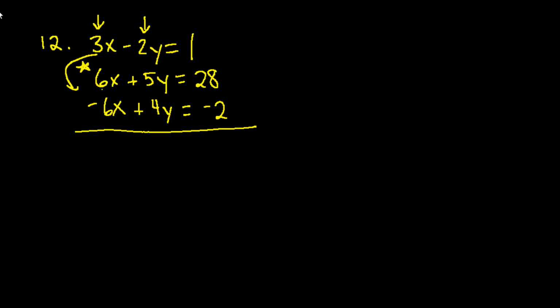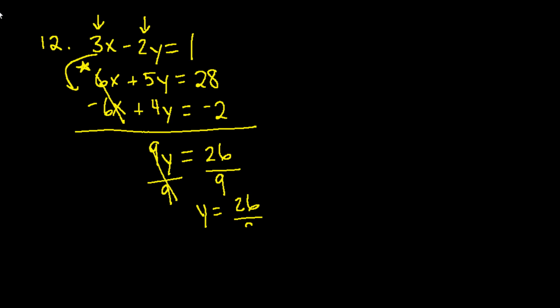So when I add these together, x's drop out, I can add these down and get 9y equals 28 minus 2, which is 26. So I'm on my way to finding what y equals, 26/9, and then I could substitute that into any of these equations to find the x coordinate.